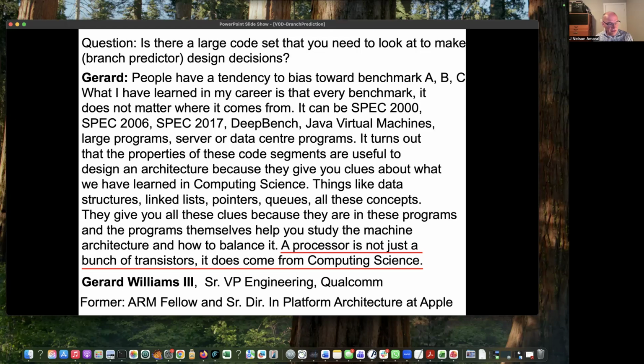So I think that this quote is interesting because it tells you that if you want to be very good at computer architecture, you should also be very good at computing science in general. All the concepts that you learn in computing science in the many different subdisciplines will be important for you to become a good computer architect or a good computer architect designer.